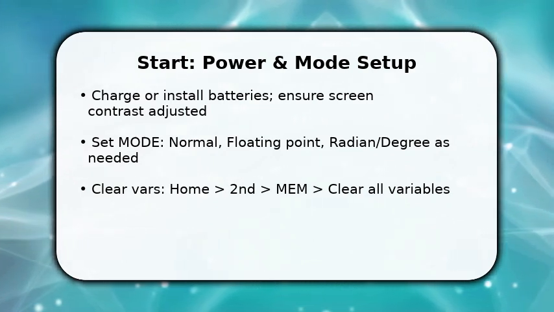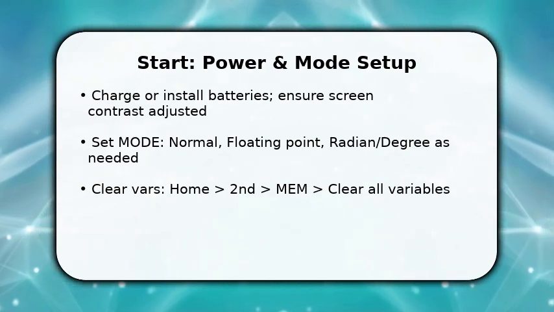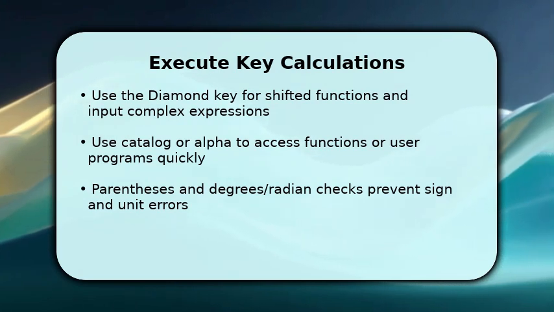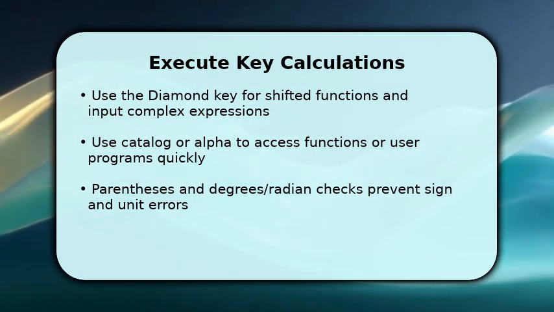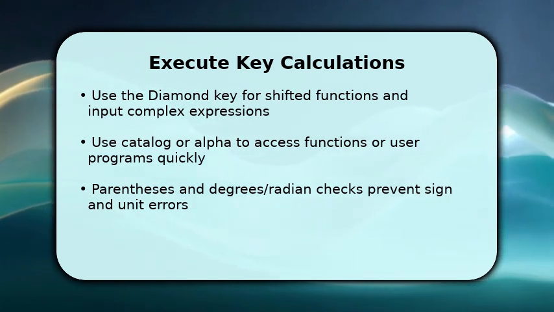You now enter the main calculation using the keypad and diamond for shifted keys. This gives access to inverse trig, pi, and engineering symbols. As you type, watch parentheses balance and confirm mode matches expected units, because mismatches silently change answers.